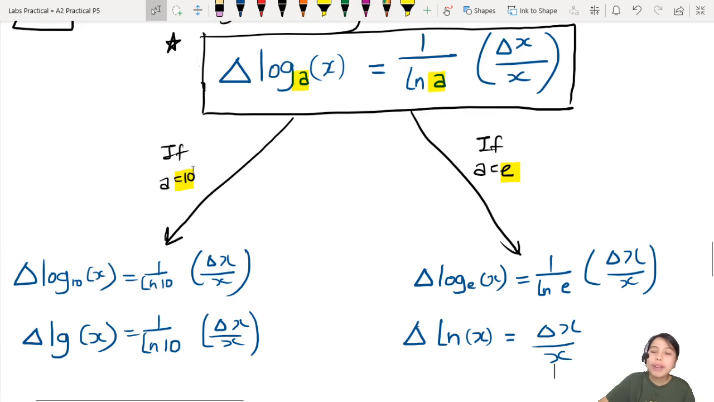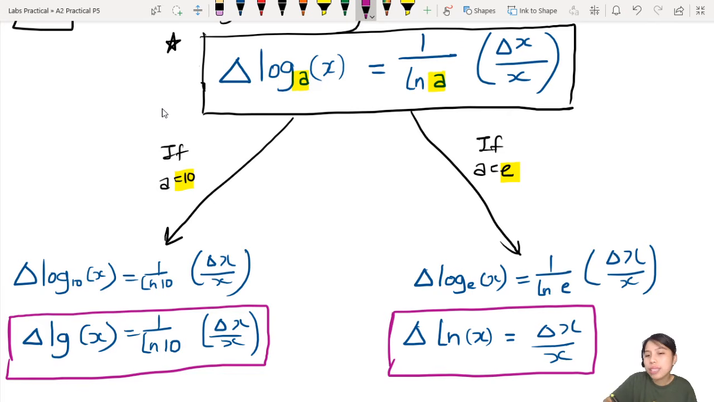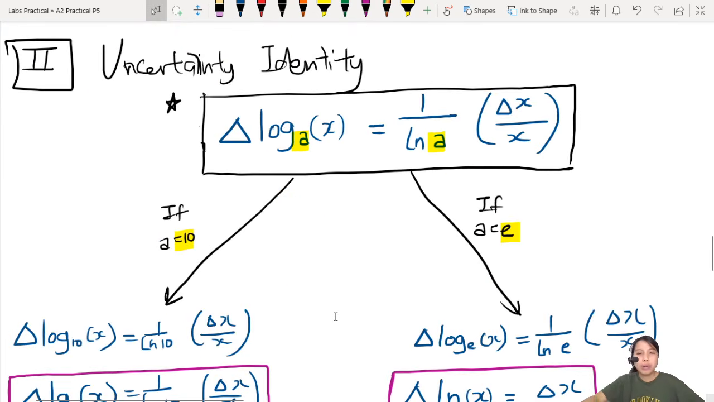So I recommend you know this general equation up here, but it is also convenient if you know the other forms, like if it's a log base 10, or if it is a log base e, also known as ln. Write down these identities somewhere. For real, do that. Okay? Or you'll be doing this method. Half range, half range, half range. A lot of calculation also.